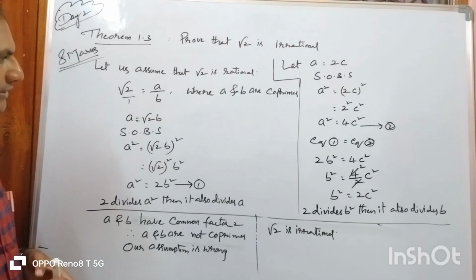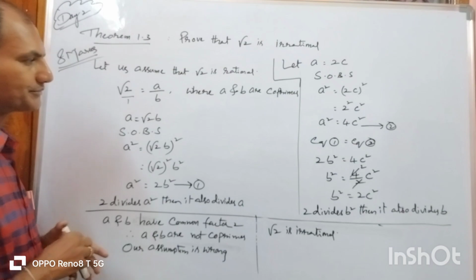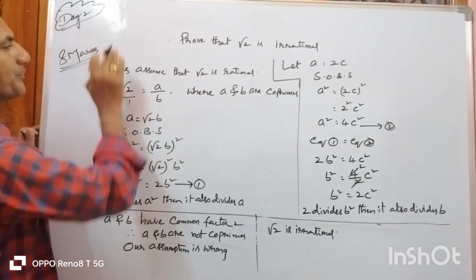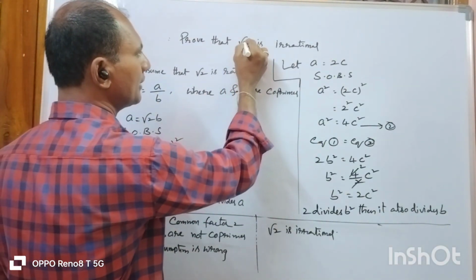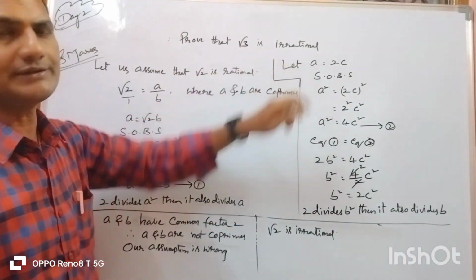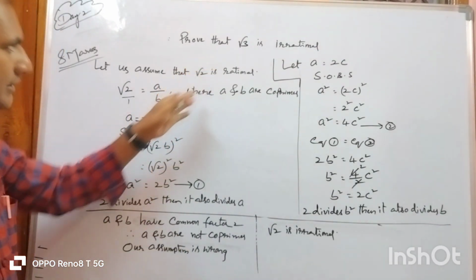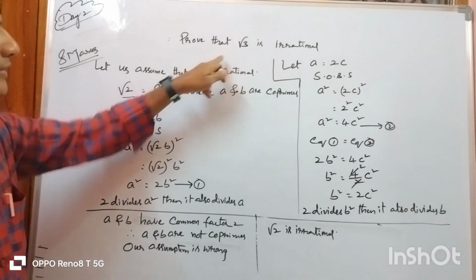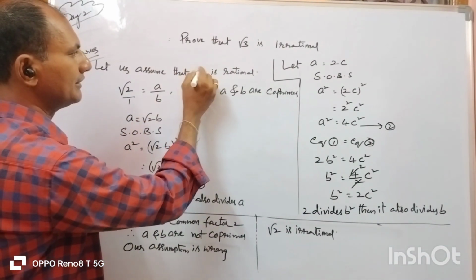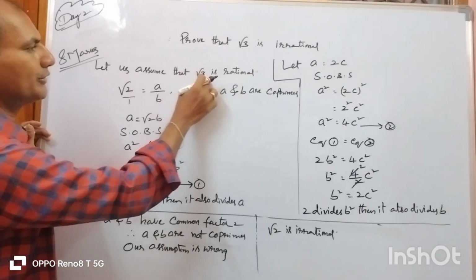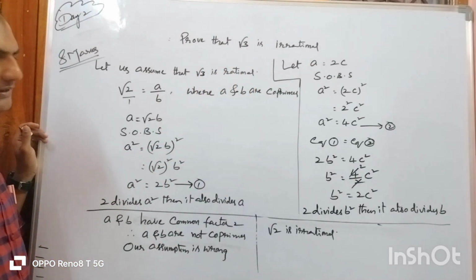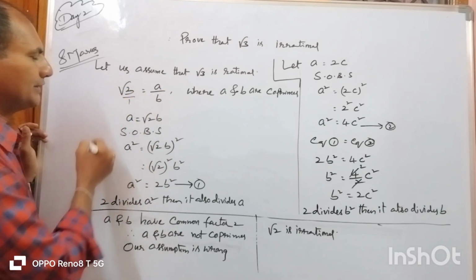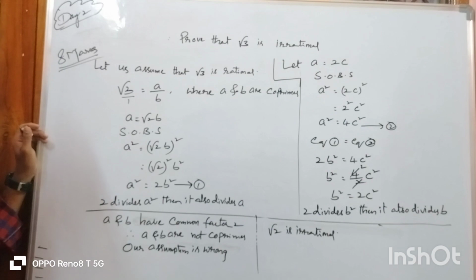Okay, right. Next, root 3. This is not a theorem. Let's simply suppose, not root 2: prove that root 3 is irrational. Just replace by 3. Wherever root 2 is there, you have to replace that. First step, let us assume that root 3 is rational. So root 3 equals a by b, where a and b are co-primes.